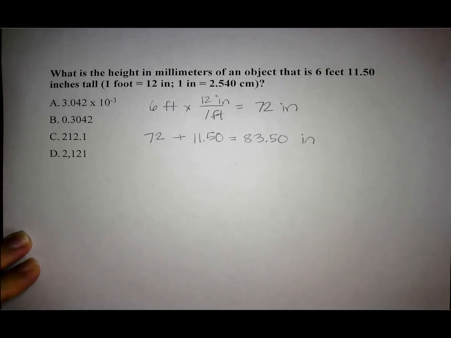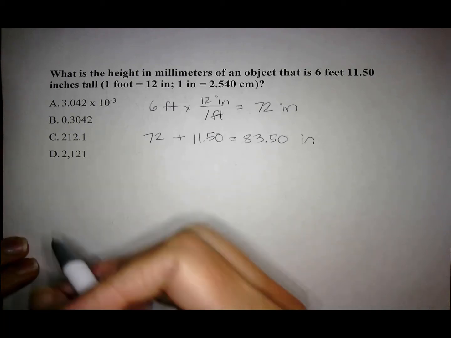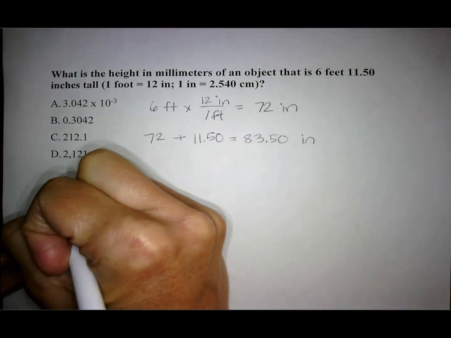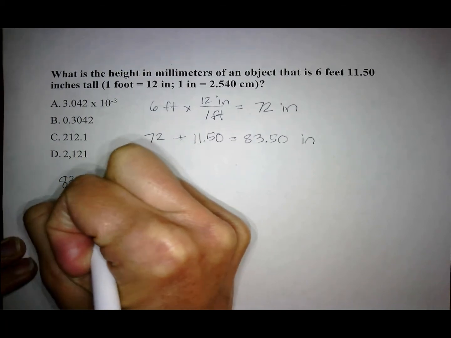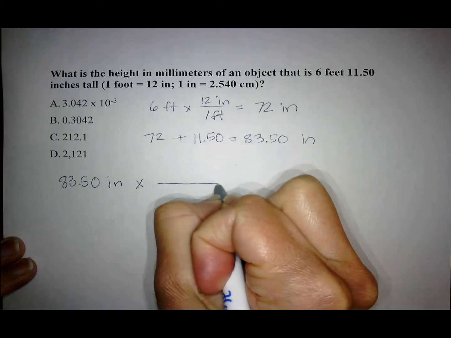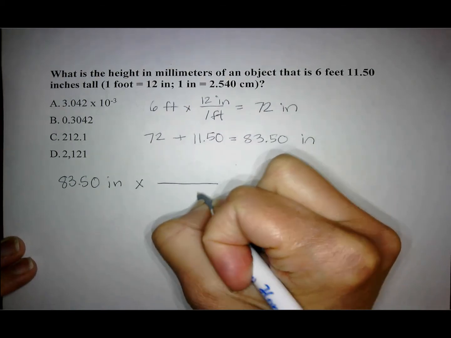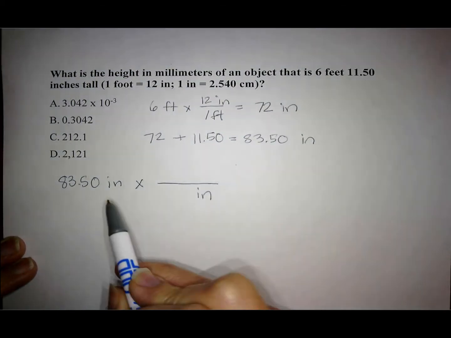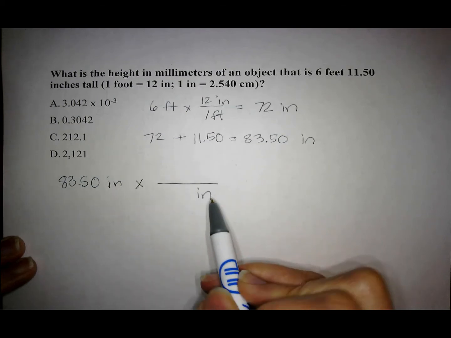Now we can use some conversion factors to go eventually from inches into millimeters. But most people don't know a direct conversion to do that. But I do know a conversion to go from inches to centimeters. And then we can go from centimeters to meters and then meters to millimeters. So I'll take my 83.50 inches that we're starting with, and I'm going to have my first conversion factor with inches on the bottom to cancel out with the inches that we're starting with.